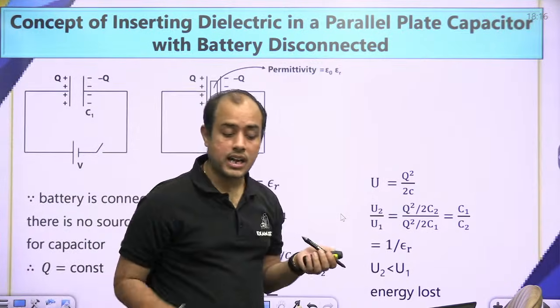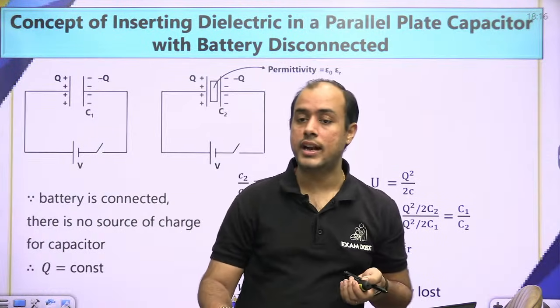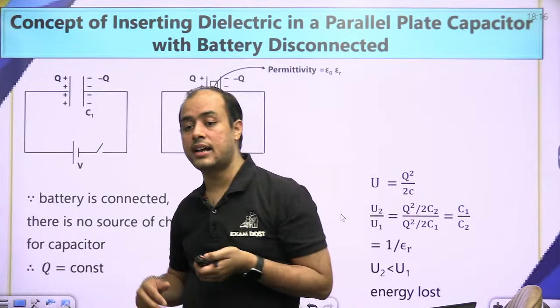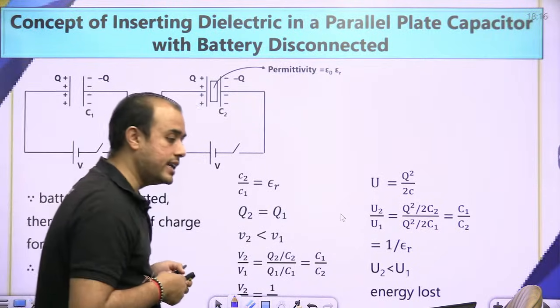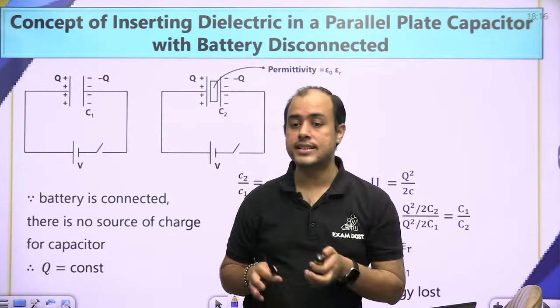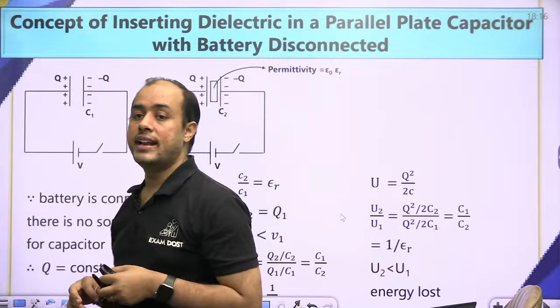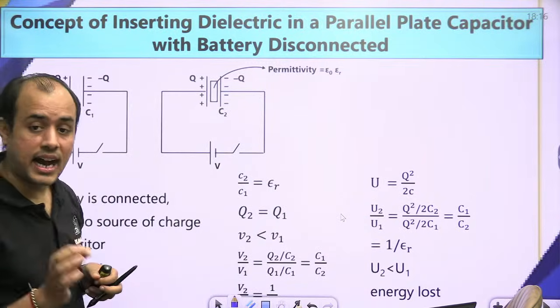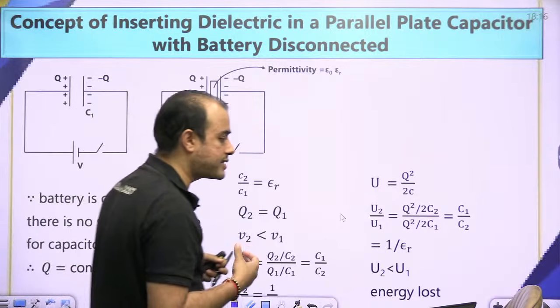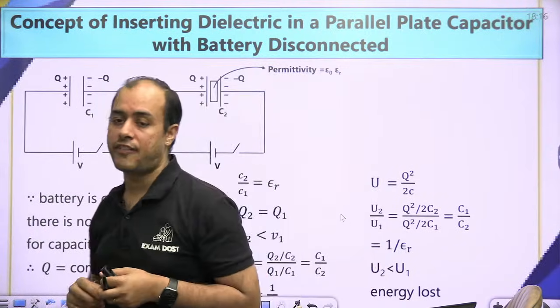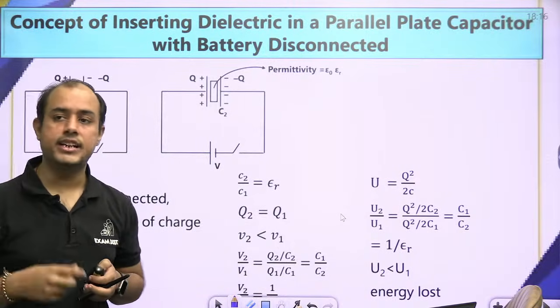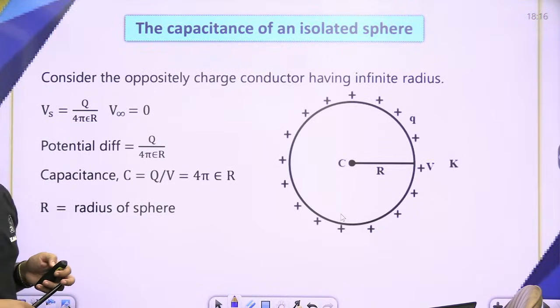So what did you see? When the battery is connected, the new and the old charge ratio is epsilon r. The new and the old energy ratio is epsilon r. The energy increases. Extra energy is supplied by the battery. When you disconnect the battery, the charge remains constant. Capacitance becomes epsilon r times. Potential difference reduces by a factor of epsilon r. Energy reduces by a factor of epsilon r.